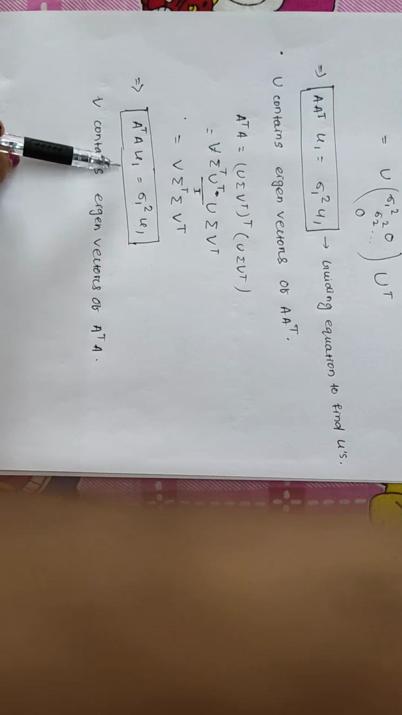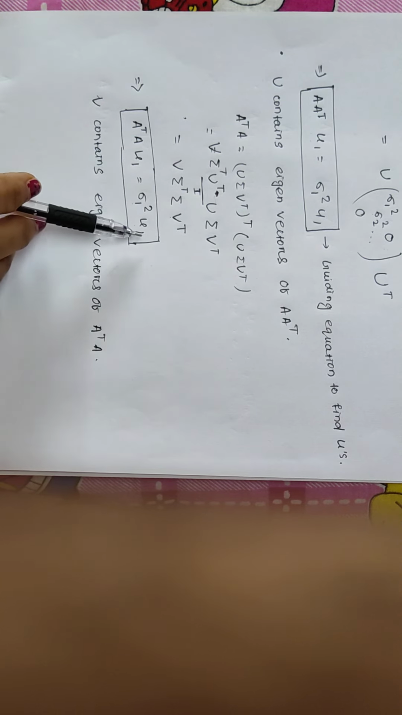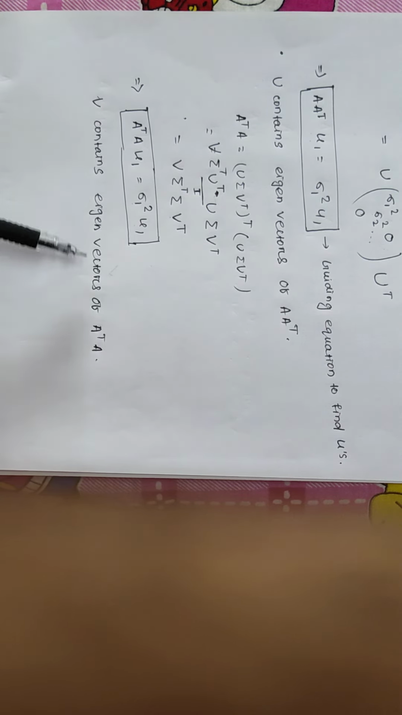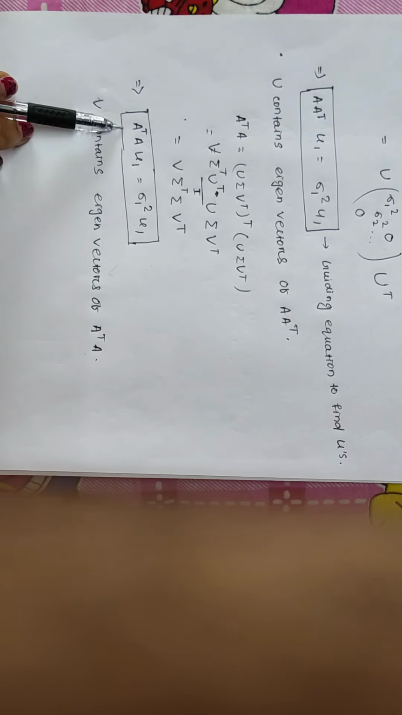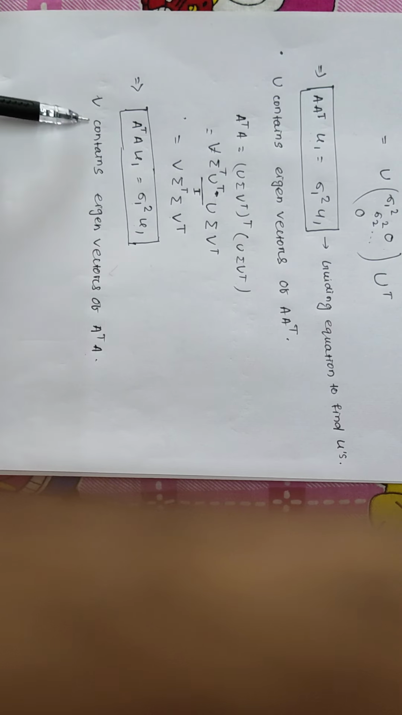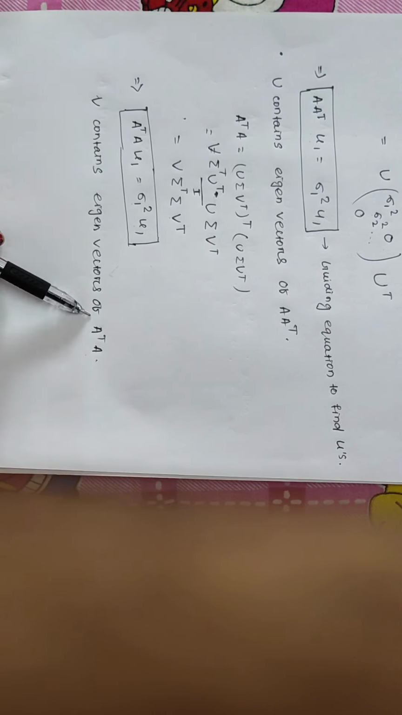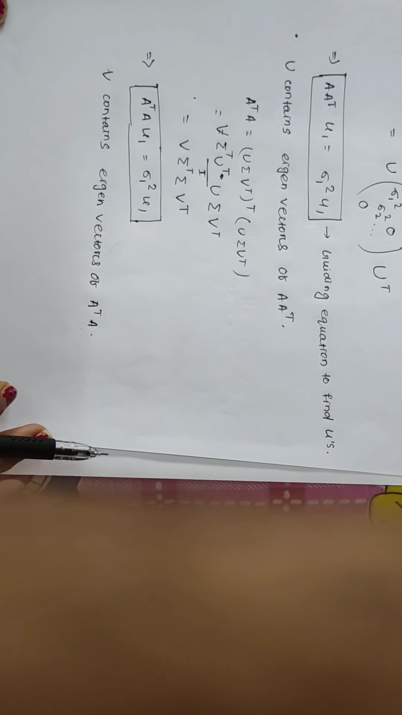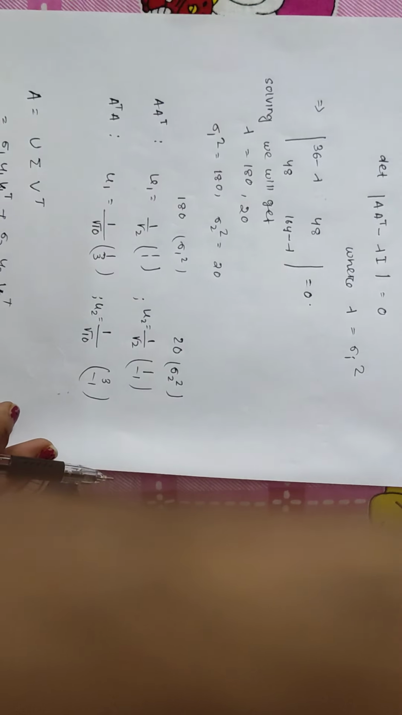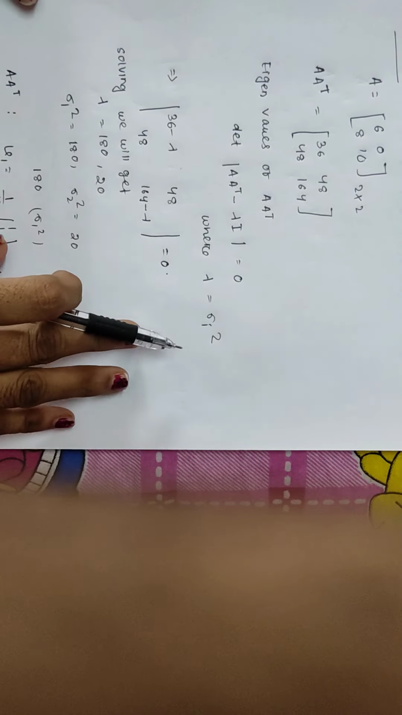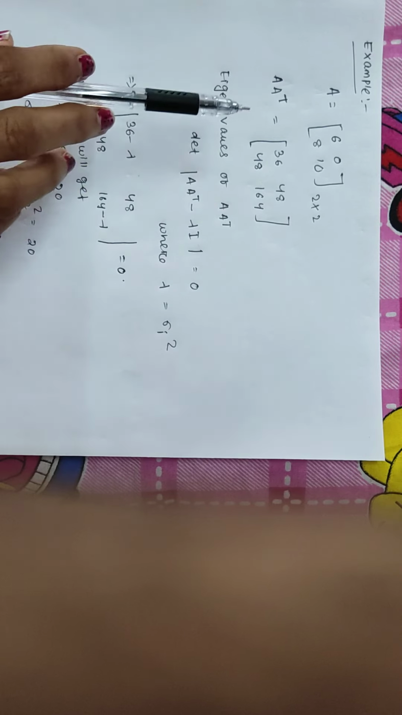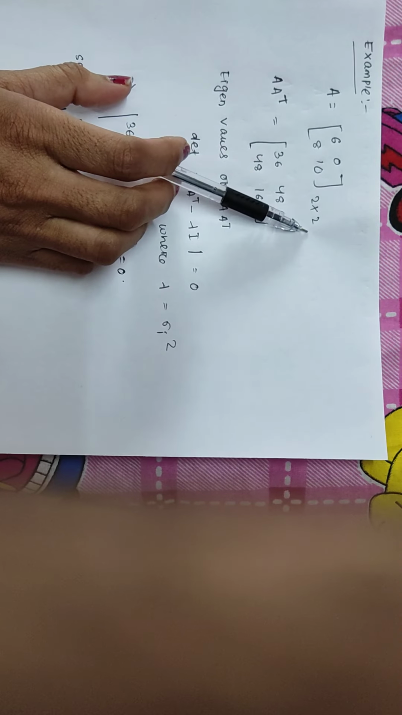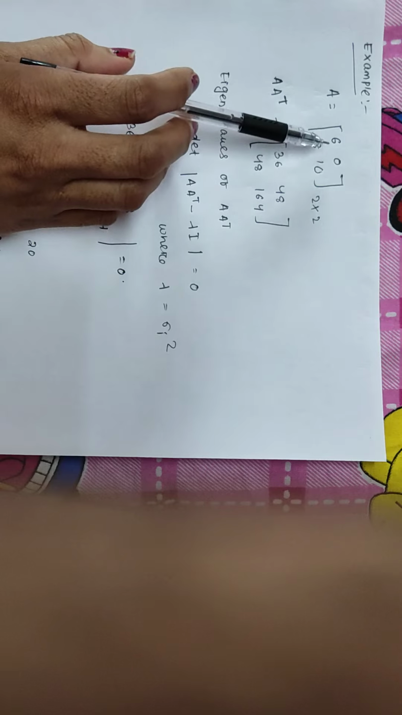Now this is the guiding equation for finding the value of V, where V contains the eigenvectors of A transpose A. So if we calculate the eigenvectors from this equation, then we can get the eigenvectors of A transpose A. We will be more clear if we consider an example.